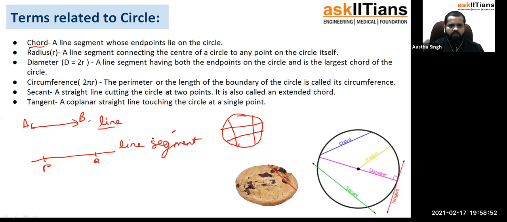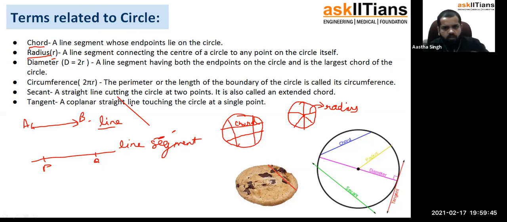Then radius, right? Radius is denoted by R, generally a small r. A line segment connecting the center of a circle to any point on the circle itself. So basically in a circle, a radius, yeah, okay, I will write this. These all are chords, okay. What is a radius? A radius is a line segment connecting the center of a circle to any point on the circle. Just connecting your center to any point on the circle, then these all will be your radius, okay. And then the point is clear.